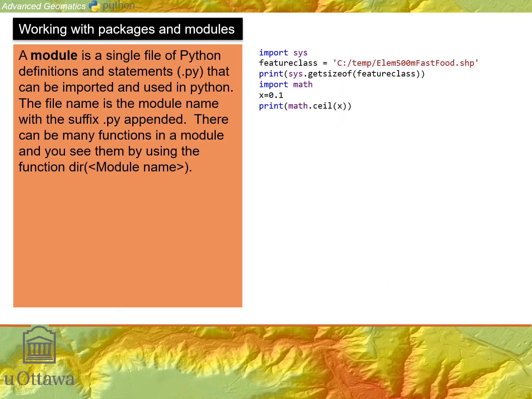So working with what we call packages and modules. In Python, strictly speaking, a module is a single file of Python definitions and statements and functions, and it can be imported and used in Python. The file name of the module has the suffix .py, so it's just a text file called .py for Python.